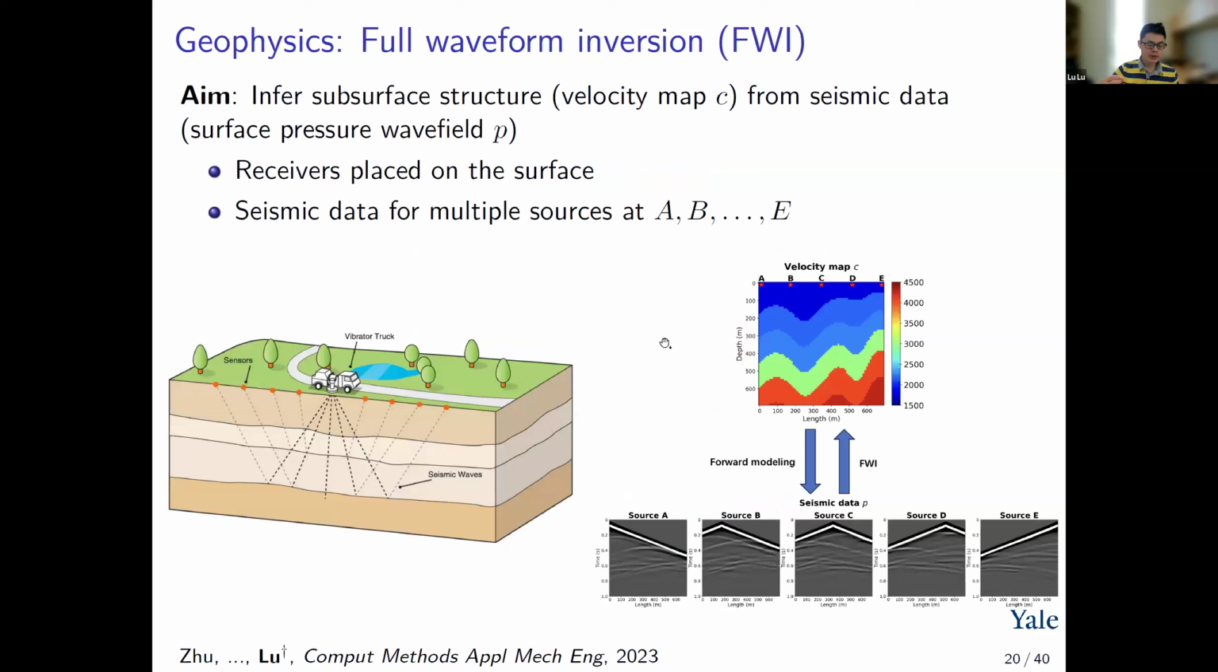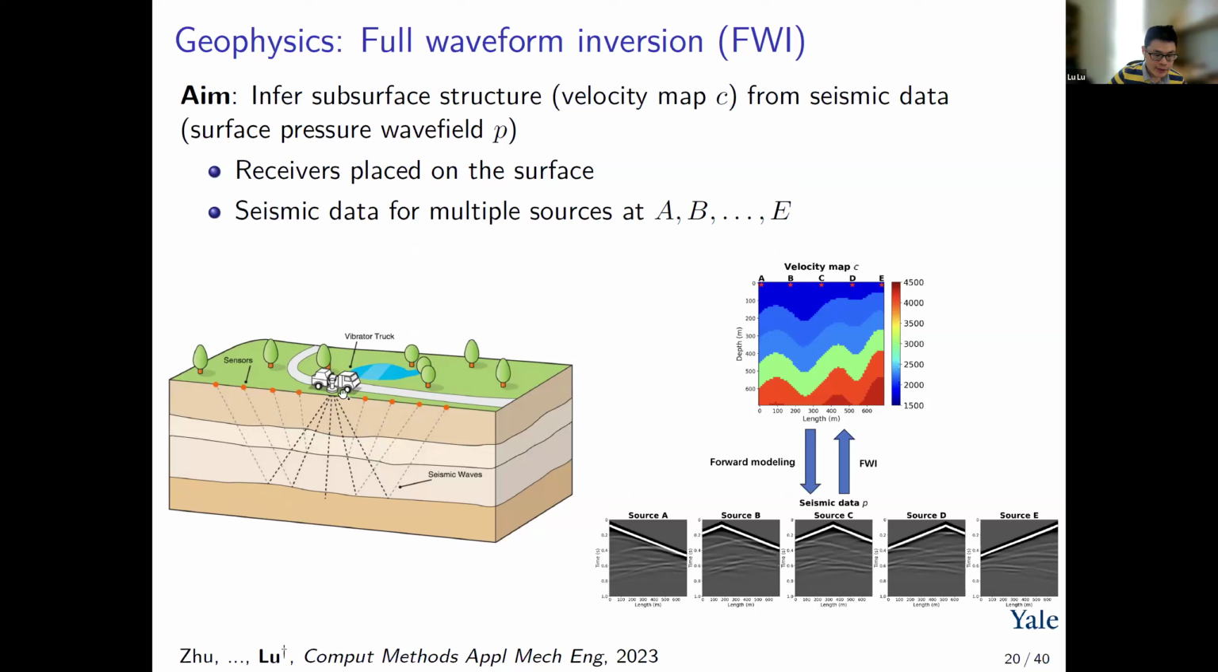So now let's go to another more realistic example. This is an application called full-wave inversion in geoscience. In this problem, we try to infer the subsurface structure, which is called velocity map C, from the seismic data. Let me introduce the background a bit more. Let's assume we try to know this structure of the subsurface.